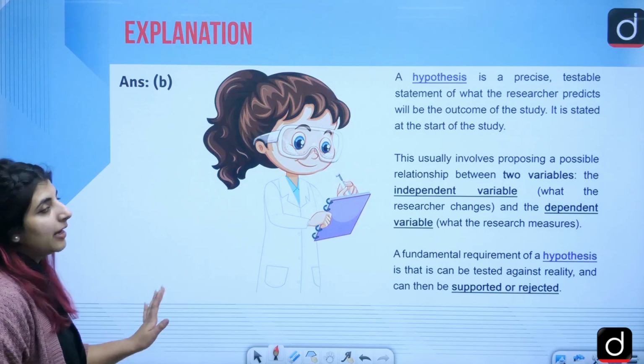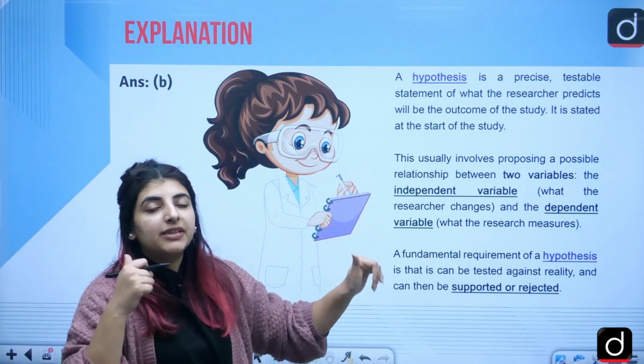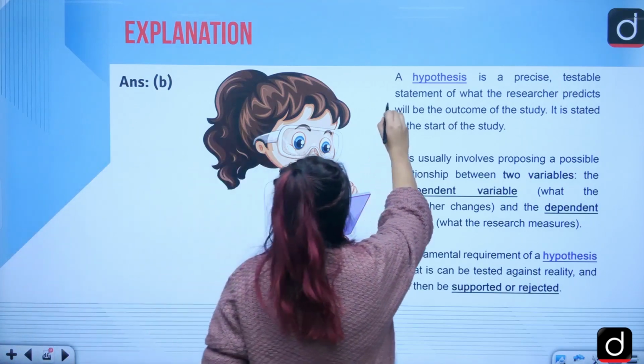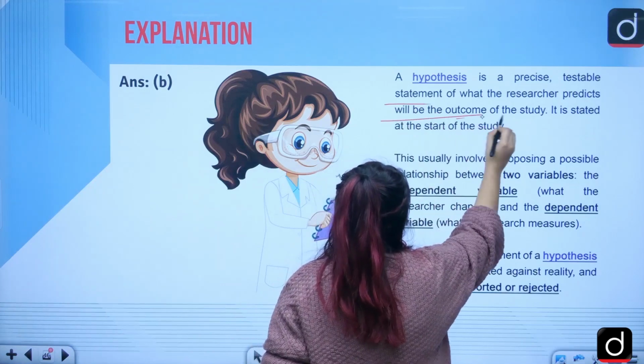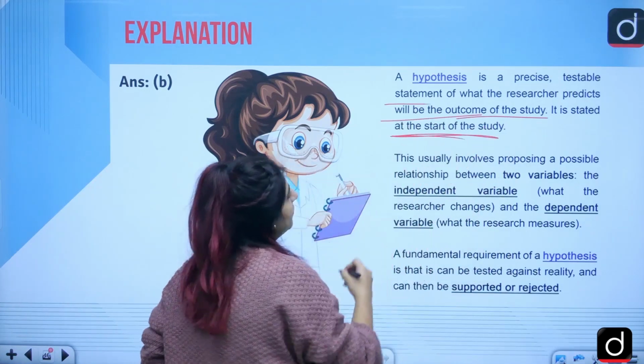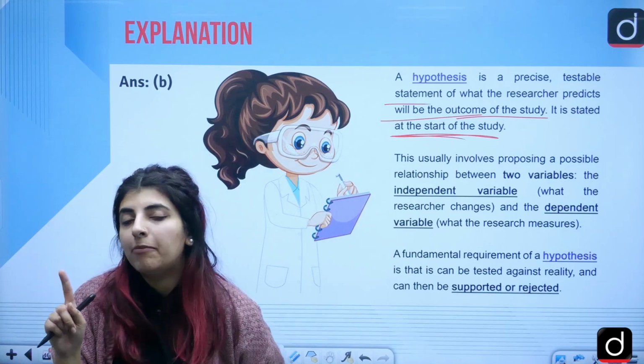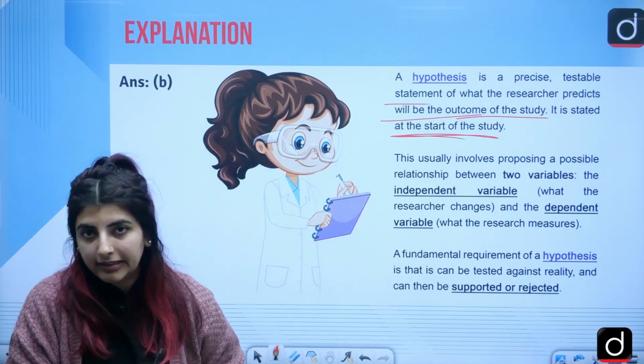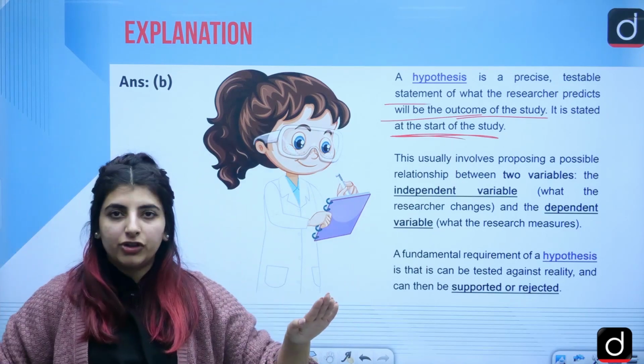First of all, what is a hypothesis? A hypothesis is a precise, testable statement of what the researcher predicts will be the outcome of the study. It is stated at the start of the study. Here, I'm just generally talking about hypothesis. I'm not talking about null or alternative hypothesis. What is a hypothesis, right?